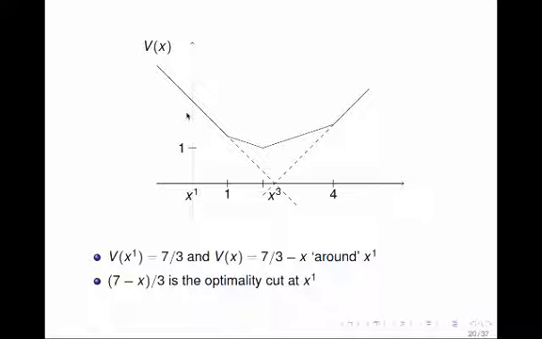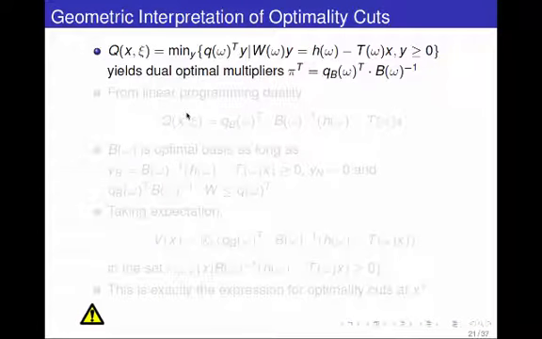Okay, so the book points out to the reader, what a coincidence. Your value function, if you look explicitly at this formula and you go through the numbers by hand, at x1 is 7/3, and around x1 it's 7/3 minus x. And then the book also explicitly points out that, what a coincidence, that happened to be the first optimality cut that you got. So then it starts getting into why these formulas that I showed you earlier give us the exact support of the value function.